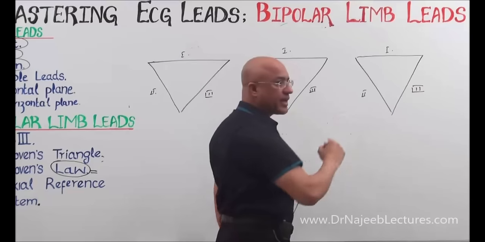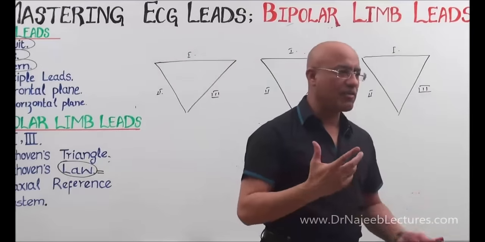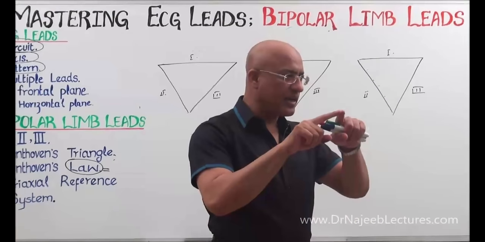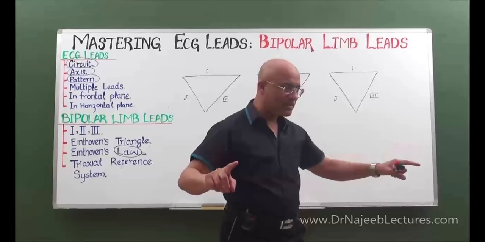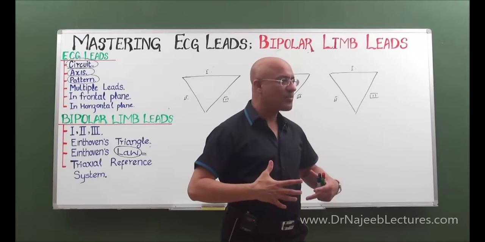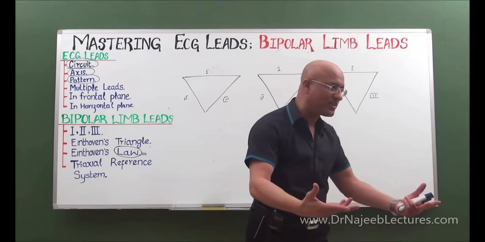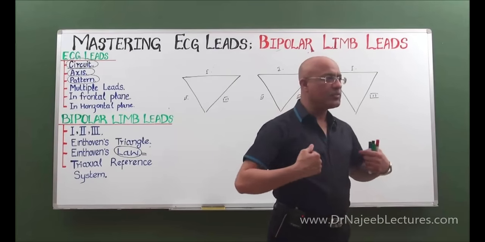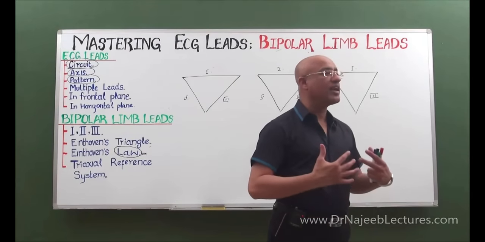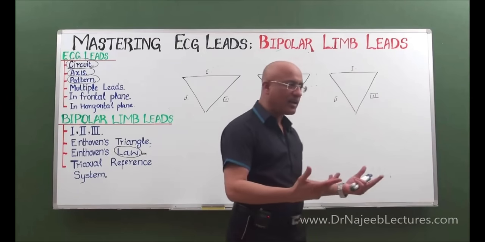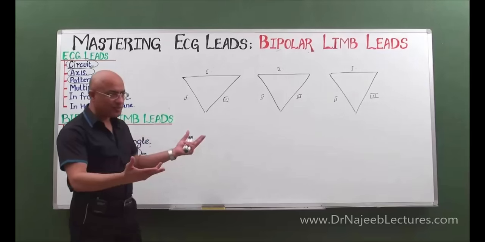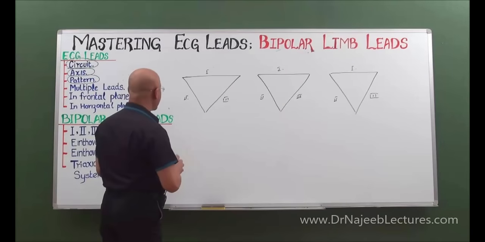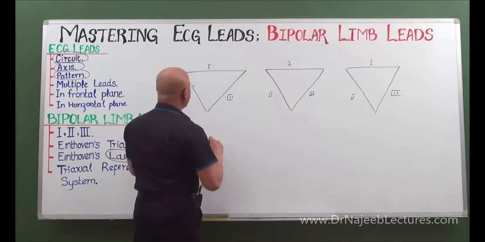Remember, Einthoven's triangle is a hypothetical triangle made by the 3 bipolar limb leads around the heart in the frontal plane on the body surface. And in the frontal plane, these 3 leads which are making a triangle are looking at the electrical activity of the heart and recording it graphically. Done? Come back. We do one by one.